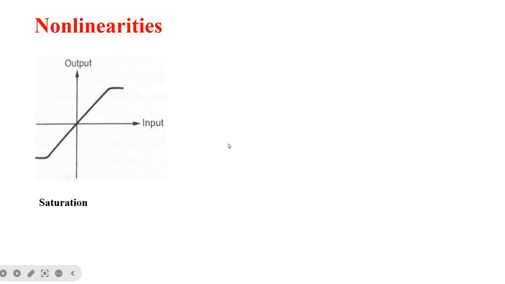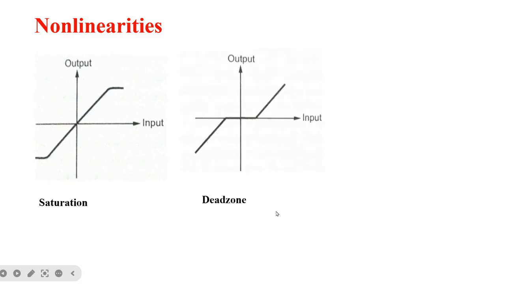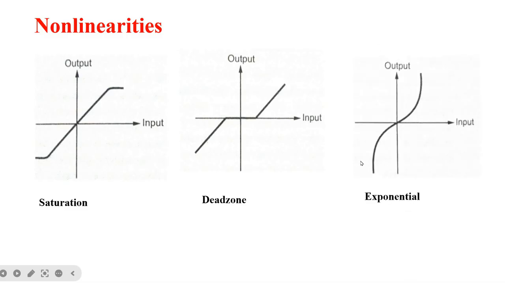Then here you have the dead zone. In some valves, though the force increases up to a certain value, the valve does not operate. So there is no response for a certain time, which is called the dead zone. And the last is the exponential, which we have seen for the diode circuit.